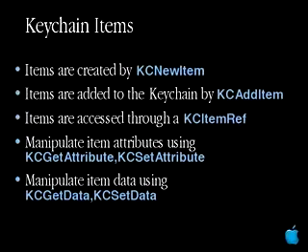So the new item call will create a new keychain item. And when you do that, it's just in memory, and it's not associated with any particular keychain. If you want to add it to a keychain, you'll call add item. And you'll always access items through a KC item ref. That's the common denominator, the format that all items, whether they're keys, passwords, or certificates, can be manipulated through. You'll use getAttribute to retrieve a particular attribute from an item, and setAttribute to change the attribute. And the same thing with the data. GetData will retrieve the data of the item, and setData will change it.